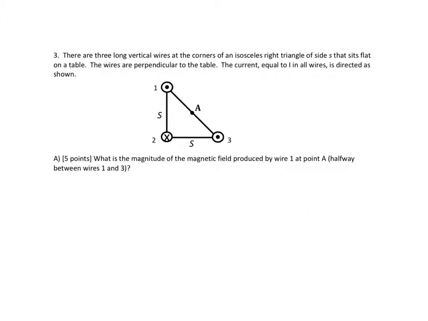Okay, the first part of this problem asks the magnitude of the magnetic field produced by wire 1 at the point A. So this wire here, at point A, which is halfway between wires 1 and 3. This is just a direct application of the formula that the magnetic field produced by a wire is equal to mu naught times the current over 2 pi r, where r is the distance of the point from the wire.